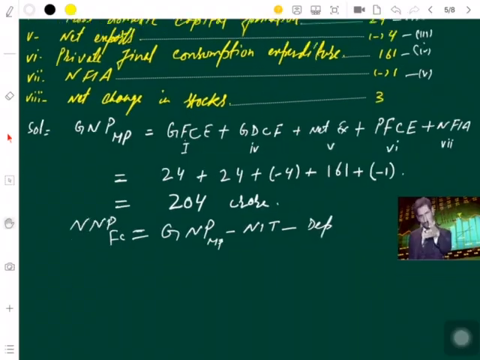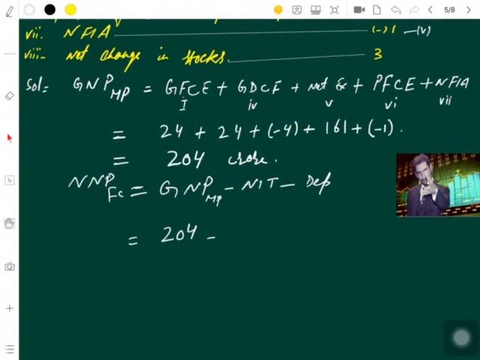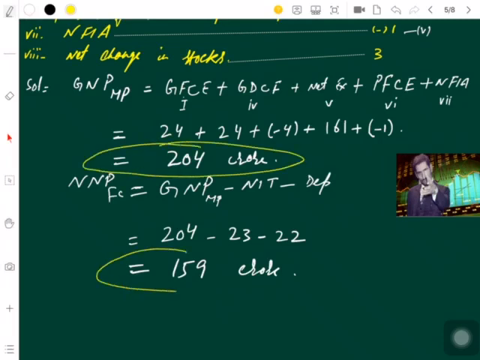Which will in turn come equal to 204 minus what is NIT equal to? Okay, 23 minus depreciation is equal to 22, which will come equal to 204 minus 3, 201, minus 20 22 50 60, 159 crore. So my dear students, we are done with both the two answers he was asking about, that is how we use the components.